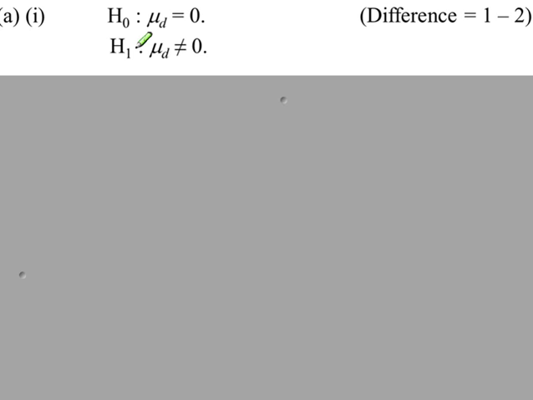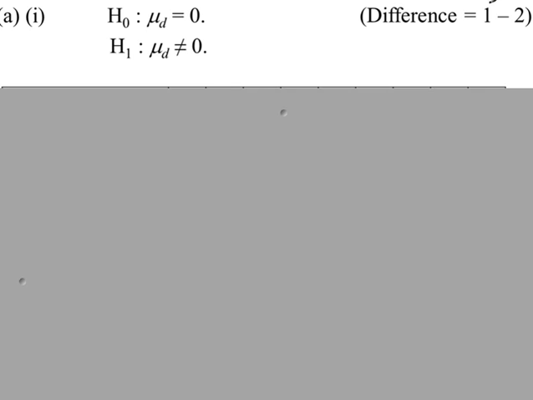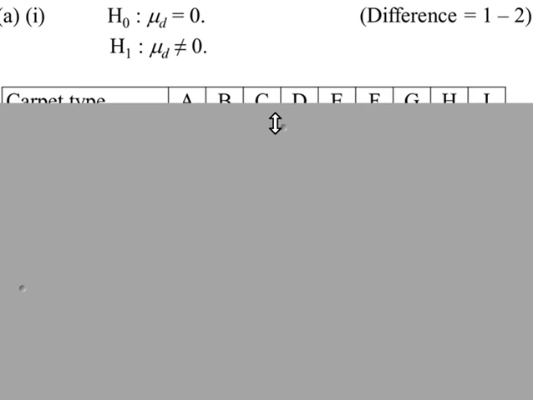So H0 and H1 in terms of the population mean difference, and to work out the differences I'm taking the values for adhesive 1 and doing that minus the value for adhesive 2 in that order. The order doesn't make any difference for a two-tail test. We could have done 2 minus 1 instead.